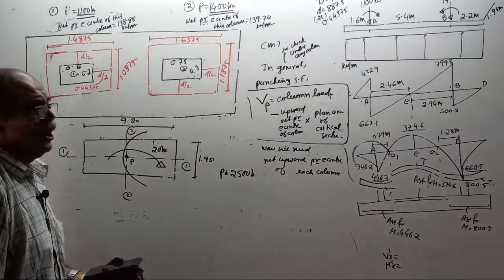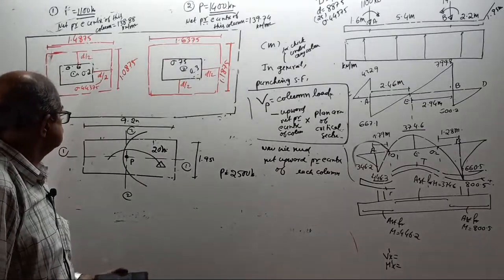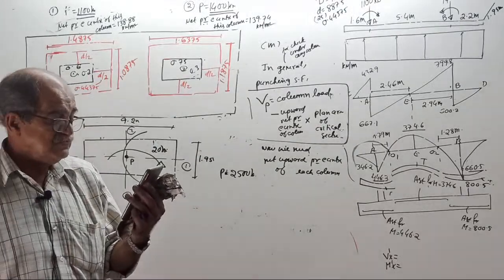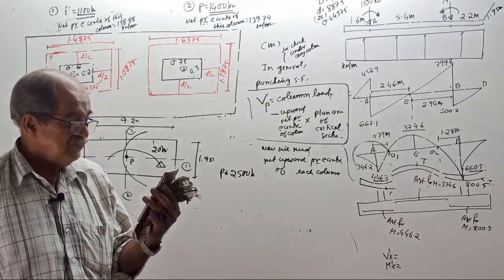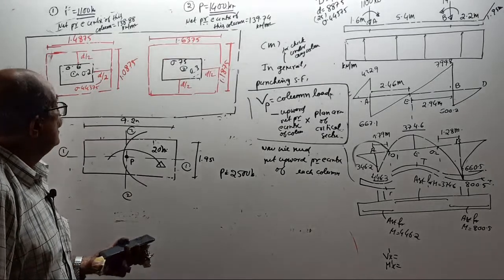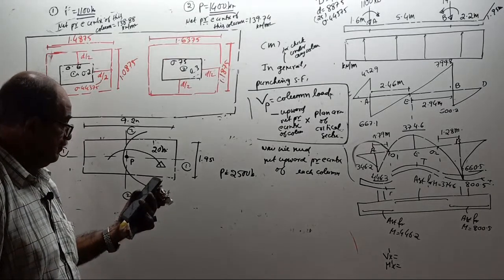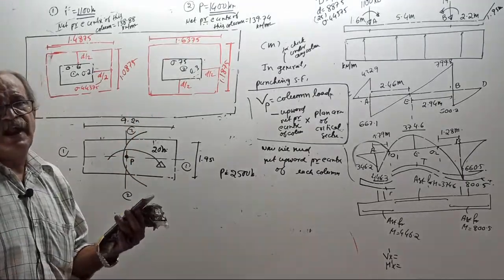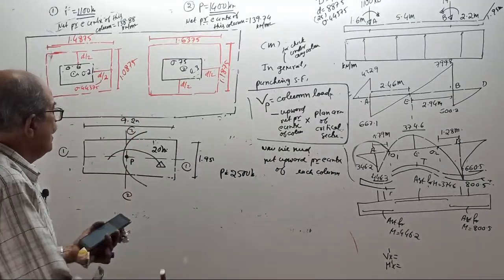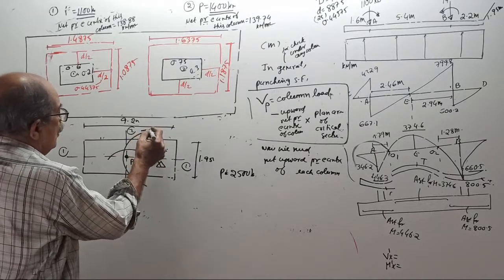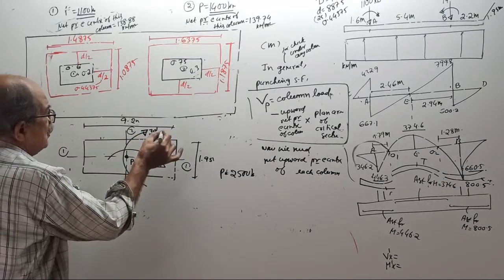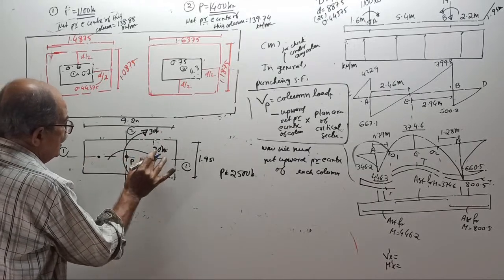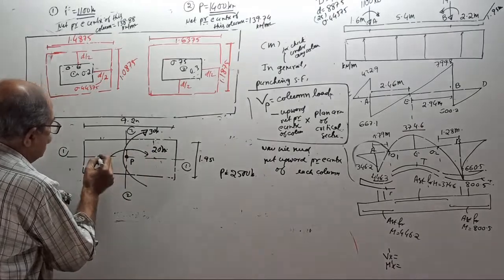And the widthwise moment this way. Is it clockwise or anti-clockwise? Tell me. Clockwise 30. Clockwise of 30. But actually, I want pressure here. I want pressure here.